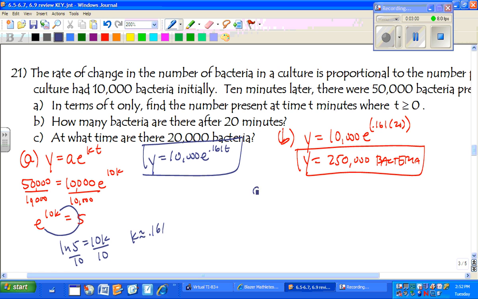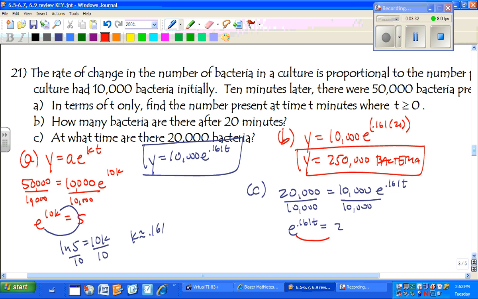Finally, for part C, we want to figure out how long does it take for there to be 20,000 bacteria. So that's our ending amount. We're putting that in for y. So basically, we're trying to figure out how long does it take for the bacteria to double. So solving this is going to be kind of like solving in part A. We're going to divide both sides by 10,000. We get e to the 0.161 t equals 2.